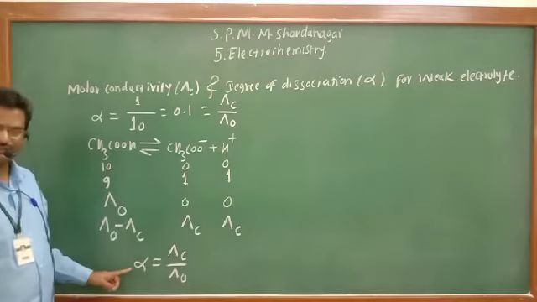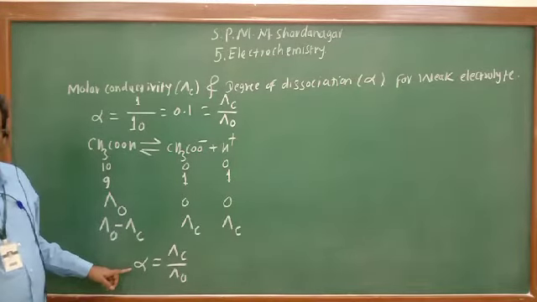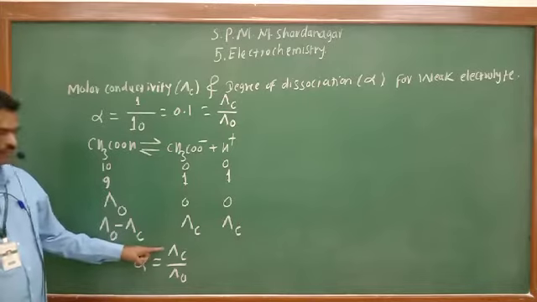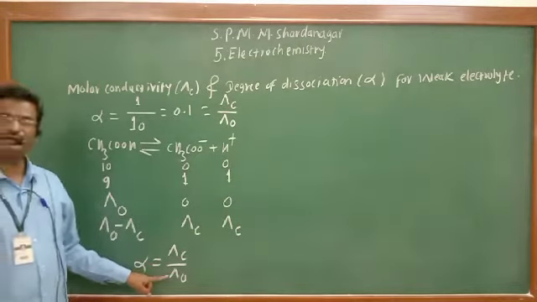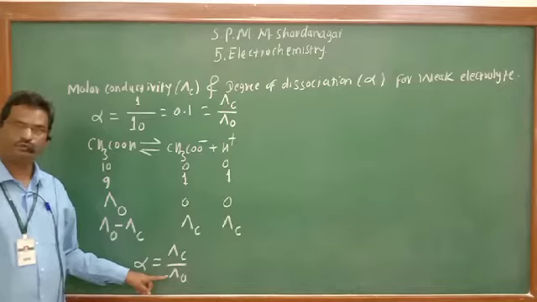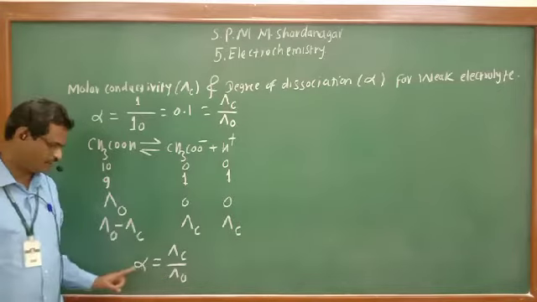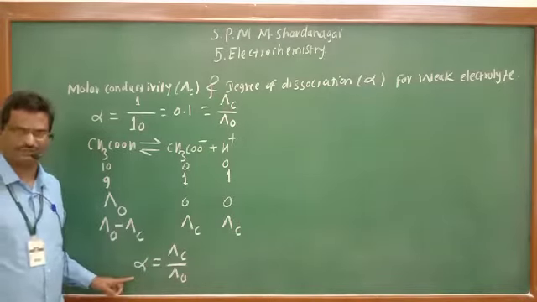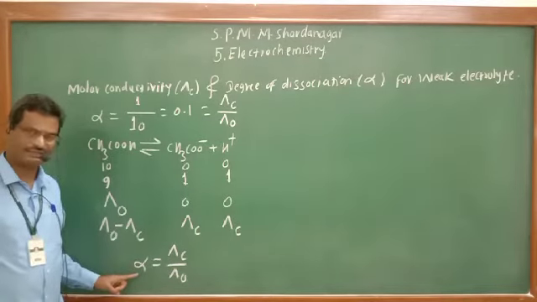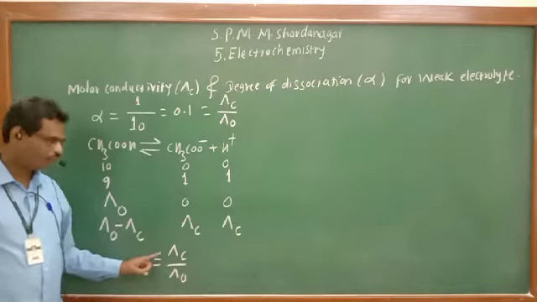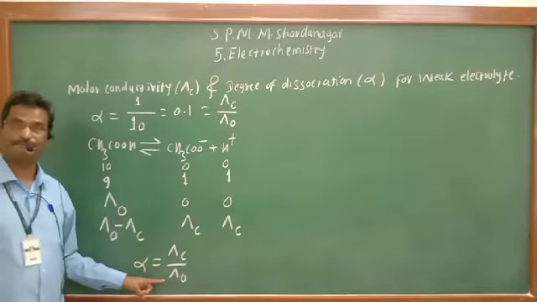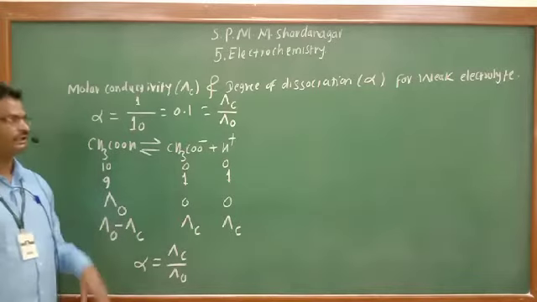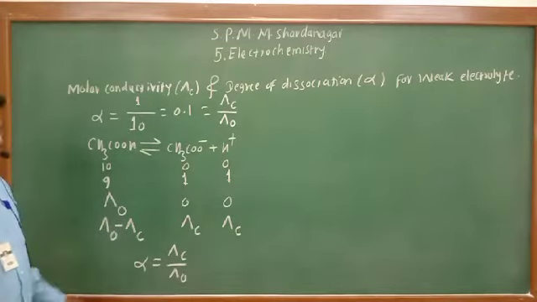Therefore degree of dissociation is defined as the ratio of molar conductivity of electrolyte solution at given concentration to the molar conductivity of that weak electrolyte solution at 0 concentration. So this is the degree of dissociation in terms of molar conductivity at given concentration and at 0 concentration for weak electrolyte. This is the expression.